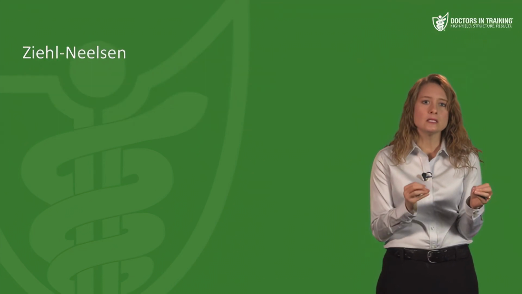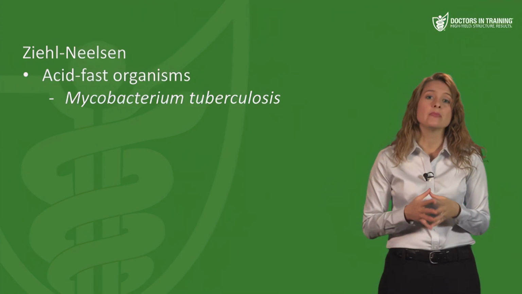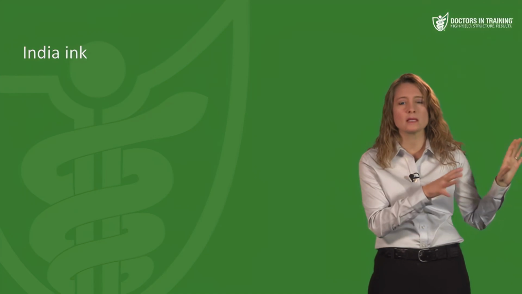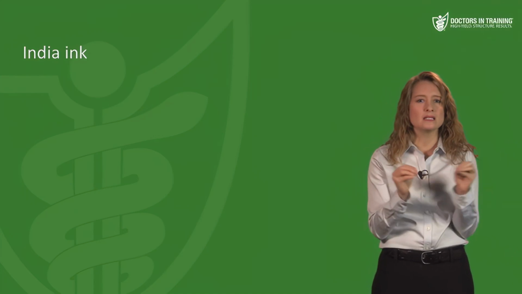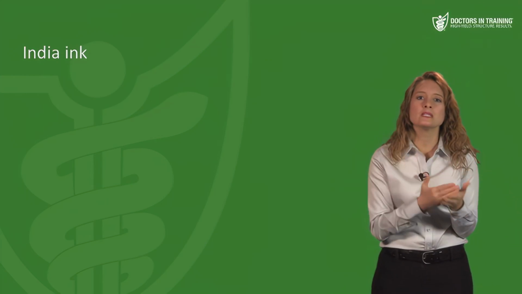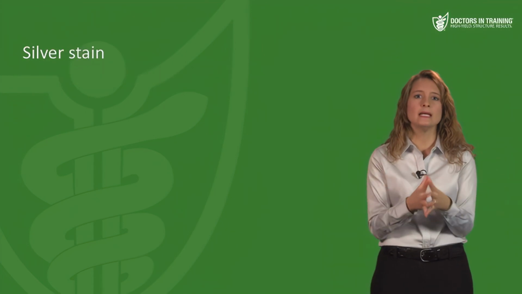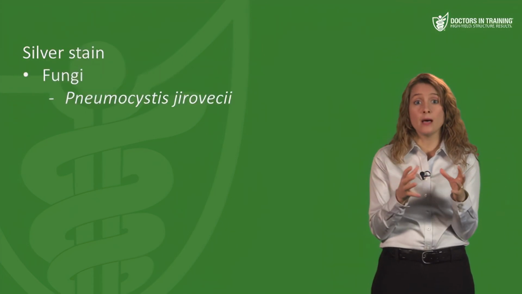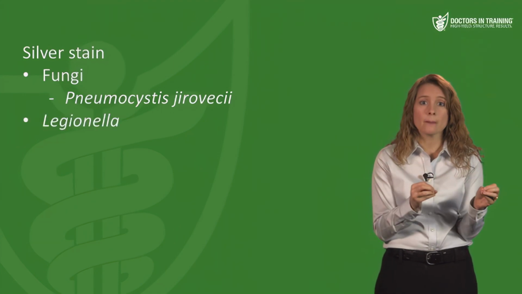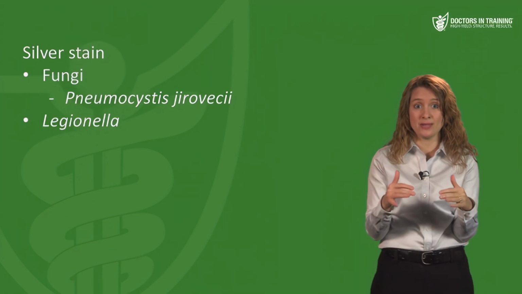Ziehl-Neelsen stain. The Ziehl-Neelsen is used to stain acid-fast organisms like Mycobacterium tuberculosis. And India ink. We mentioned this when we were discussing capsules, but this stain isn't routinely used for bacteria, but it's important for fungus. And remember, this is for Cryptococcus neoformans. Now, silver stain. Silver stain is used for fungi, including Pneumocystis, and it can also be used for Legionella. And just so you know, being familiar with these few stains can really pay off for you on the test.